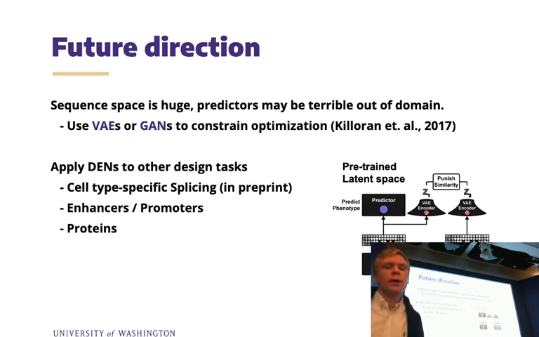So for future direction, we acknowledged that part of our success here was due to the fact that our predictor oracle was extremely robust because it was trained on essentially millions of uniformly randomized poly-A signals that we had generated data for with an MPRA. For other sequence predictive tasks or design tasks, predictors may be just terrible on out-of-domain sequence data. And as we all know, sequence space is huge. So what we're thinking about doing next is to incorporate variational autoencoders or GANs to constrain or regularize the optimization of our DENs and borrow ideas from Killoran, essentially.